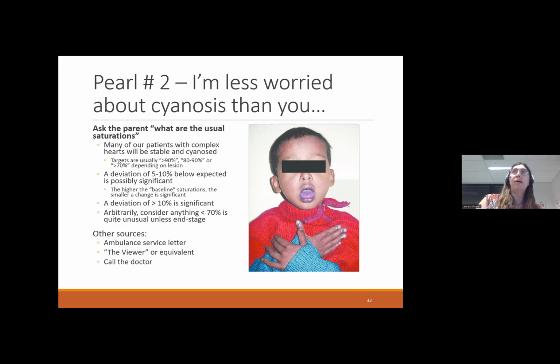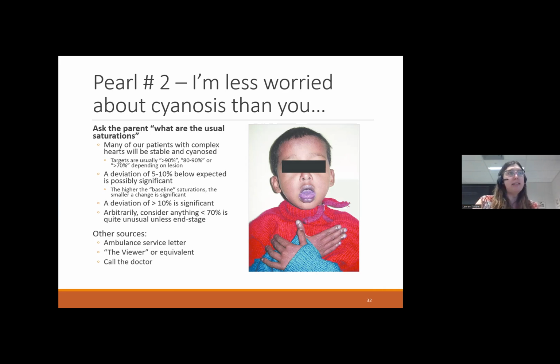And if we can't ask the patient, if there are concerns that this is a more chronic thing, look for other sources. There may be an ambulance service letter if they've got that tied to the right location. The viewer or equivalent statewide medical record access is important. Of course, My Health Record ideally has a copy of most of the specialist letters, although in practicality that's not necessarily the case. But absolutely, you can call the doctors. Most of our paediatric cardiology trainees will be able to hear something about the history and give you some guidance towards what these saturations should be.